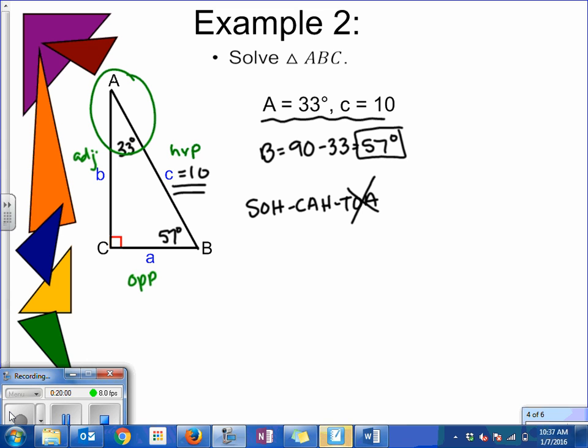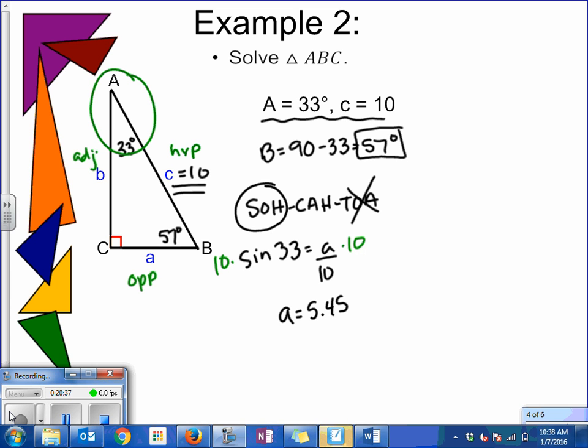Whether you choose sine or cosine depends on which letter you're going to solve for. If you want to solve for a first, that's opposite. You'll use opposite and hypotenuse, so you're going to go with sine. Okay. The sine of 33 is equal to a over 10. Your job is to get a all by itself. If it's being divided by 10, you use the inverse operation and multiply both sides by 10. So you should come up with something like a equals 5.45.